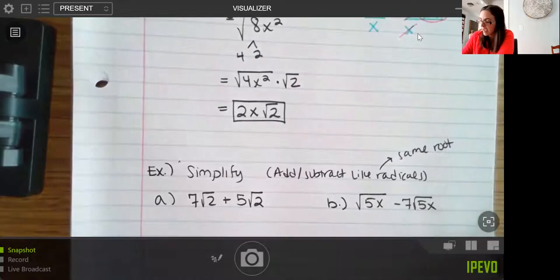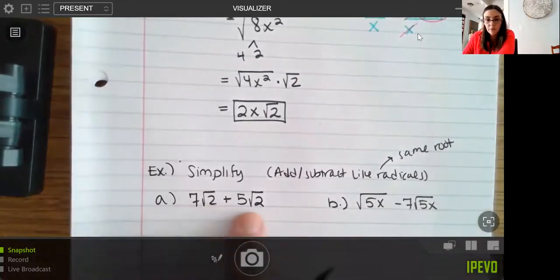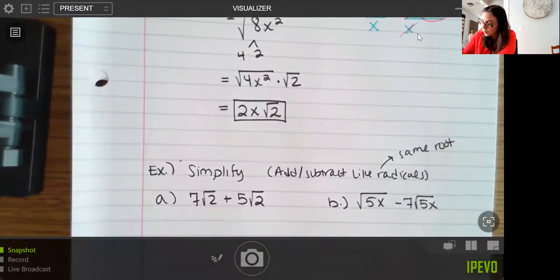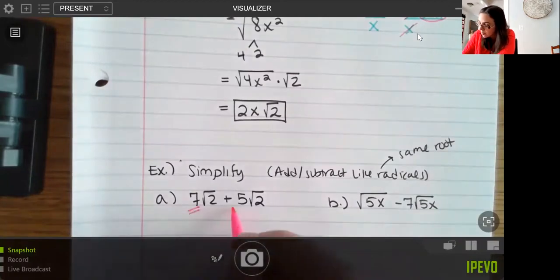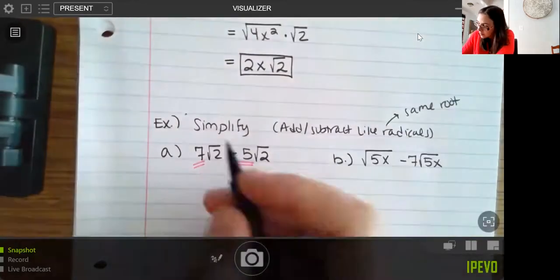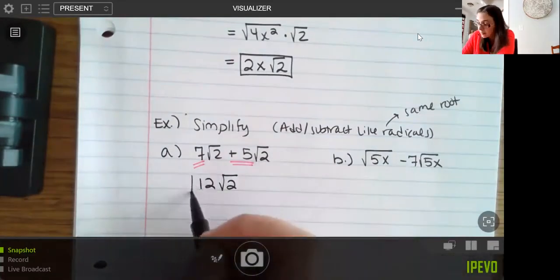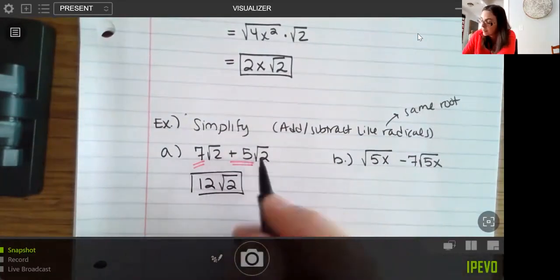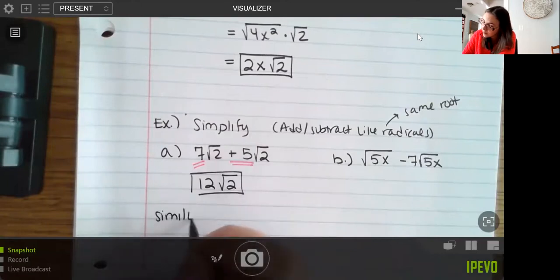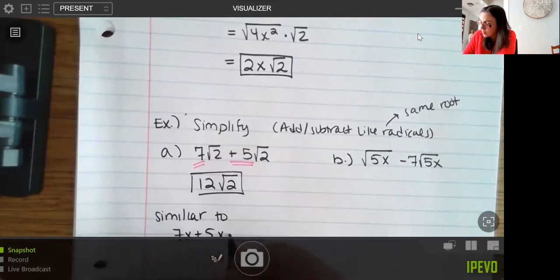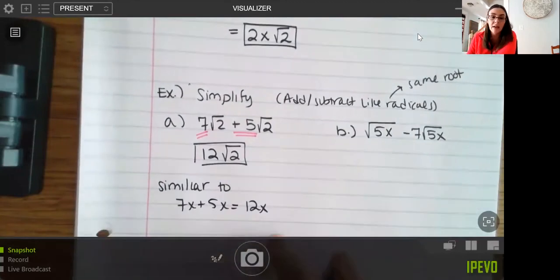So notice here that I have the same roots. They're both square root of 2. So what you do is you just work with the outside values. 7 plus 5 is 12, and then you rewrite that root 2. And that's it. It's similar to if you had 7x plus 5x, your answer would be 12x. You would just add the numbers and keep the x. We do the same thing here. We just add or subtract the numbers out front and we keep that root the same.